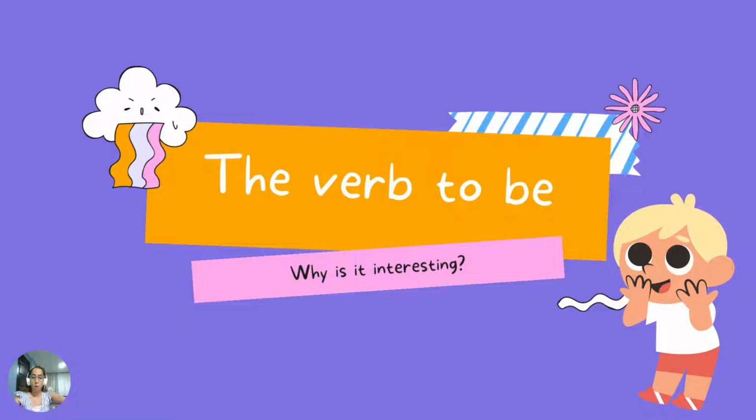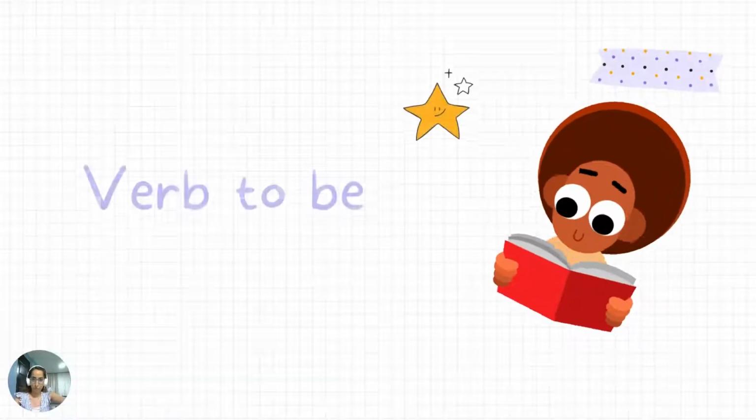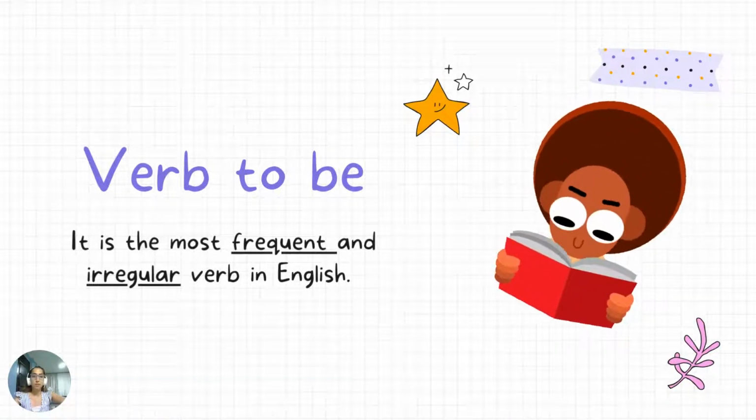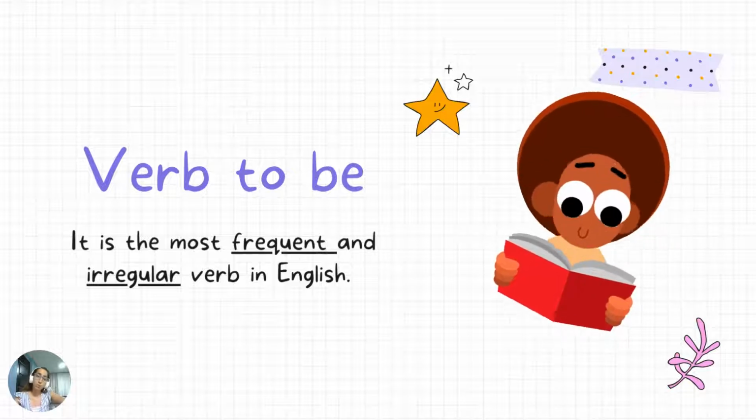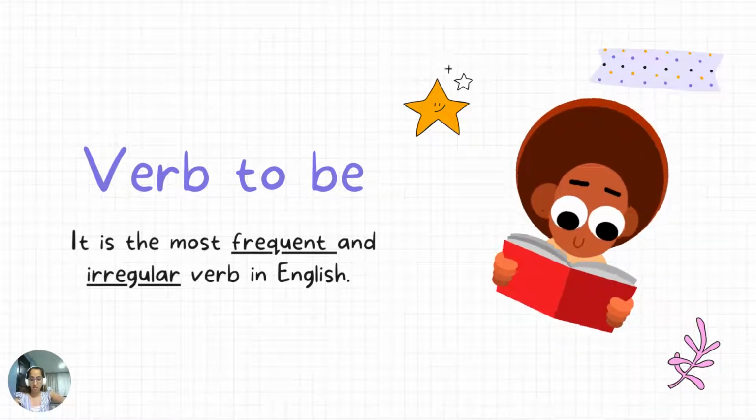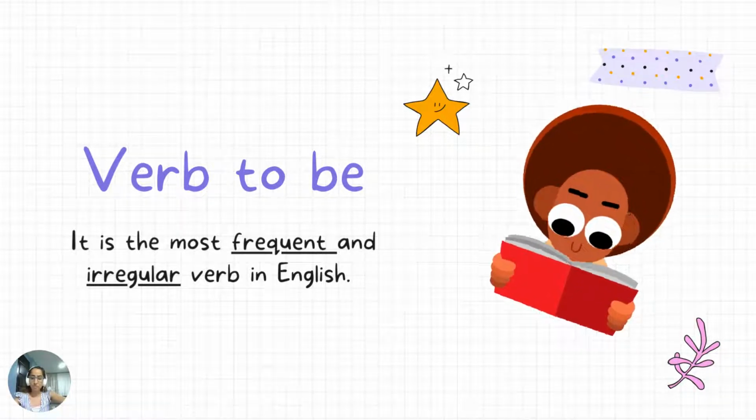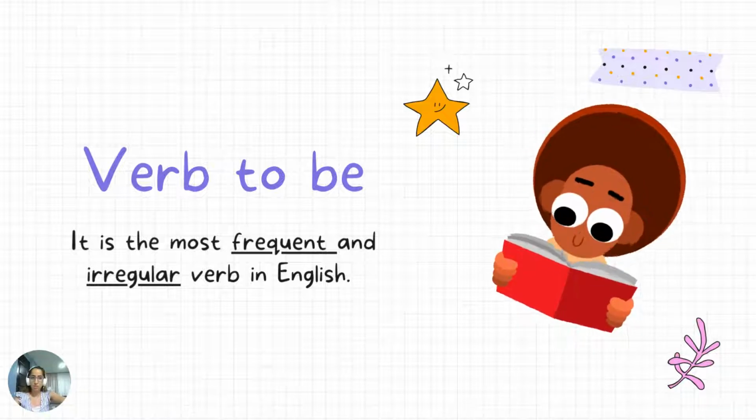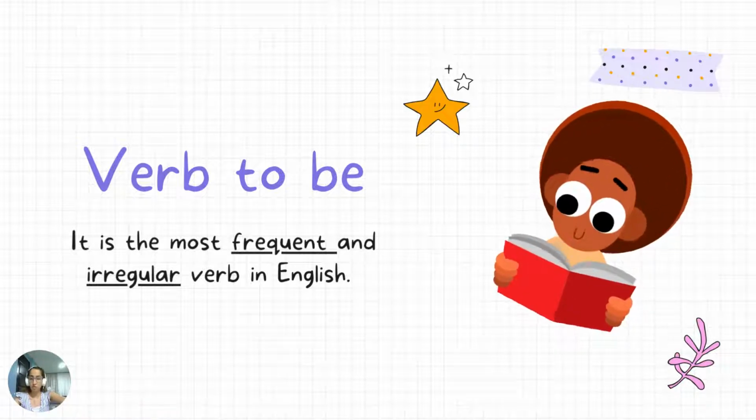Okay, so why is the verb to be so interesting? The verb to be is the most frequent and irregular verb in English. That's why it is interesting, because it is the most frequent and irregular verb in English.